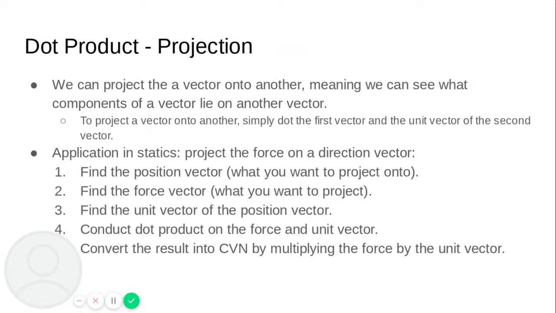Sometimes these are already given, which just makes it easier. And then find the unit vector of the position vector, conduct the dot product operation on the force and unit vector, and then convert the result into vector form by multiplying the force by the unit vector. So fairly simple. There's an example of that.